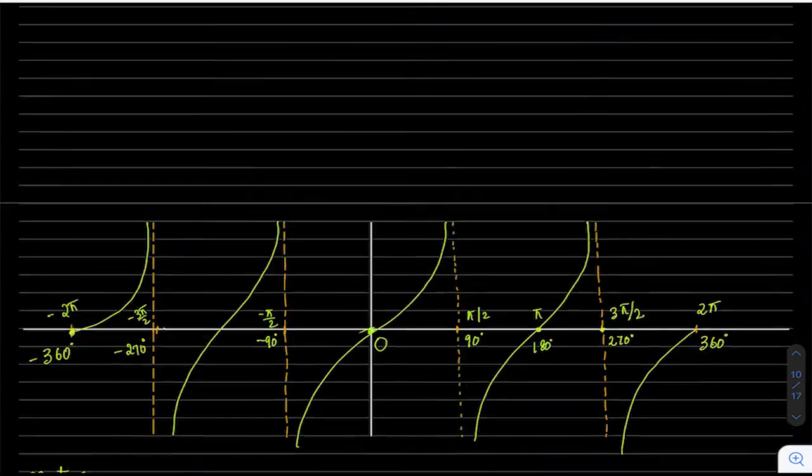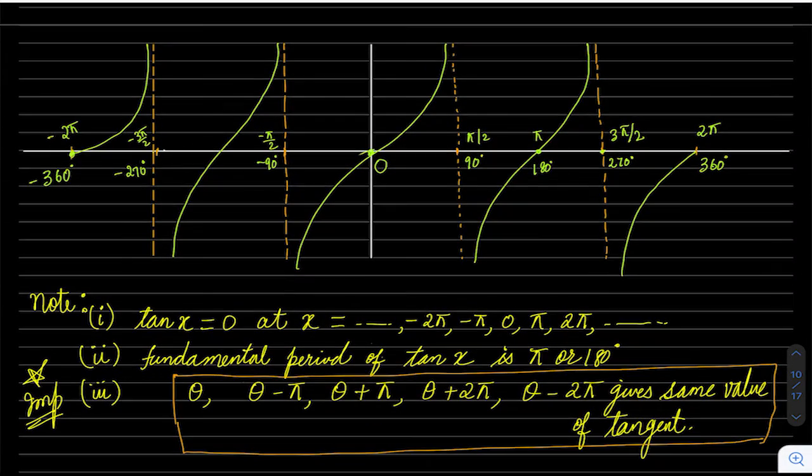Okay, now let's talk about the tangent curve, the y equal to tan x graph. The first thing you notice is some dotted vertical lines. These lines are known as asymptotes. You will study asymptotes in year 2. For now, just remember asymptotes are, we can say, tangents to the curve at infinity.